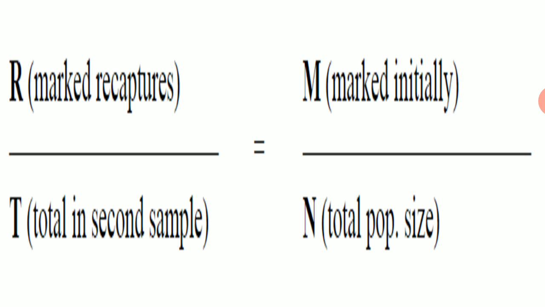Suppose some research scholar went to the field and captured 100 fishes from the pond. He marked 100 fishes, so 100 upon N is the population size. Again, he visited the area and recaptured 150, out of which only 70 were marked. So 70 is equal to R and T is equal to 150. So 70 upon 150 is equal to 100 upon the total population size, just like this one.